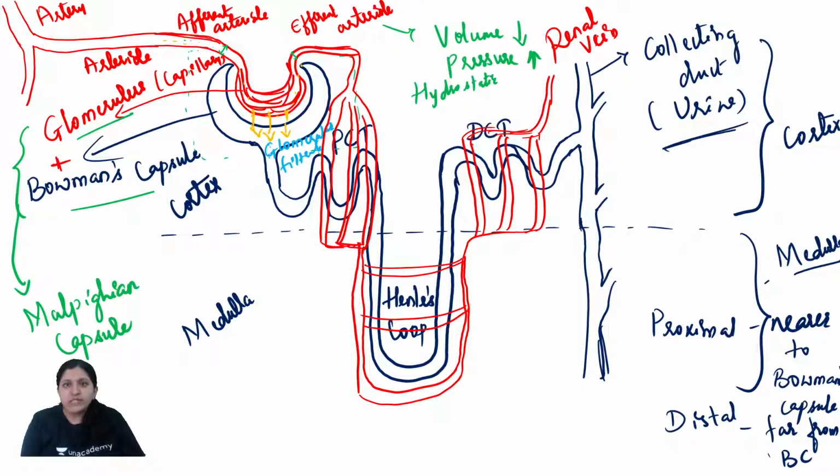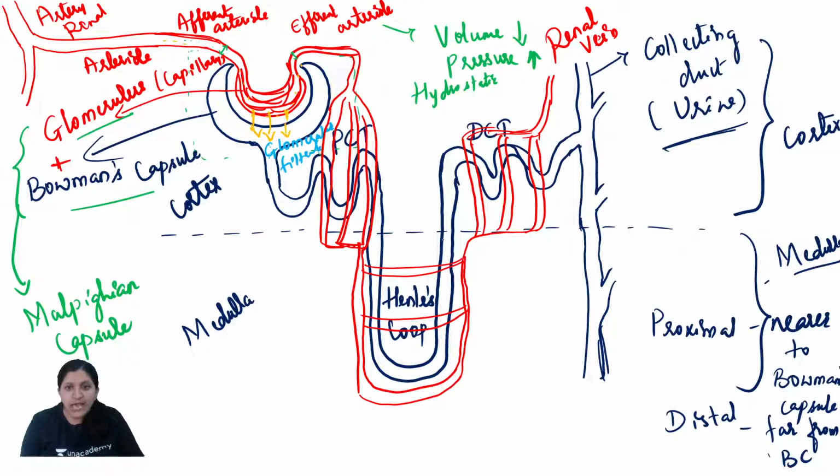It was coming from a renal artery, where it divided into arterioles. Then the capillary formation was done, and now this one is actually a venule. So this is going to join a renal vein, because the same concentration of blood has been maintained.